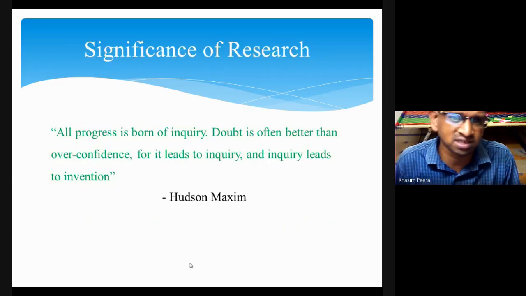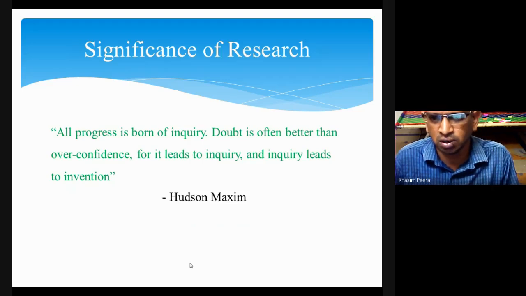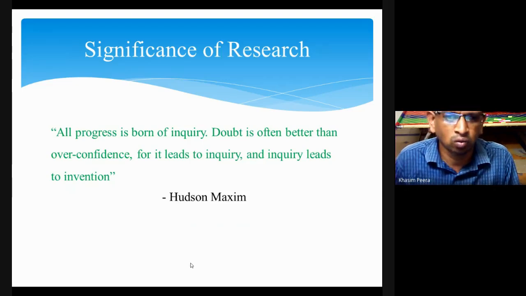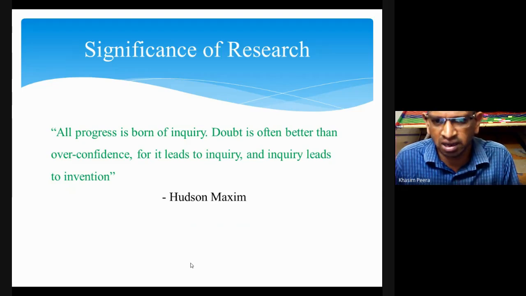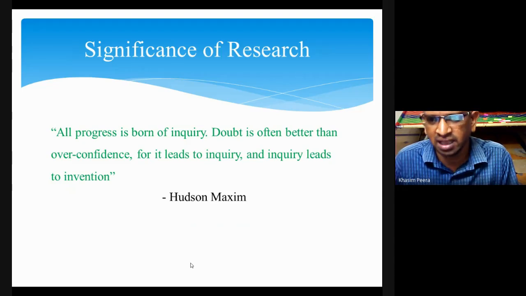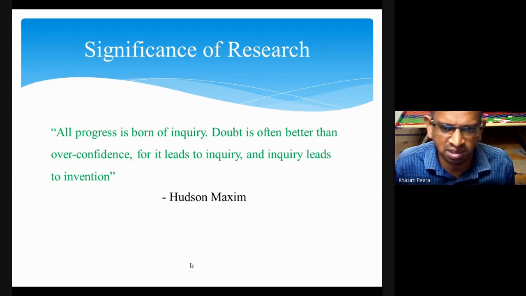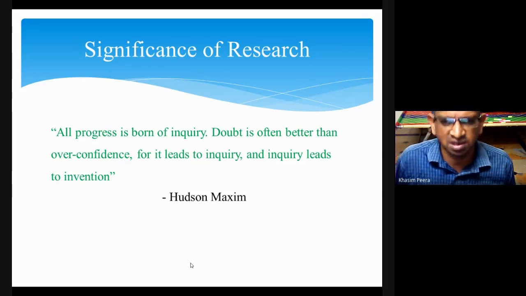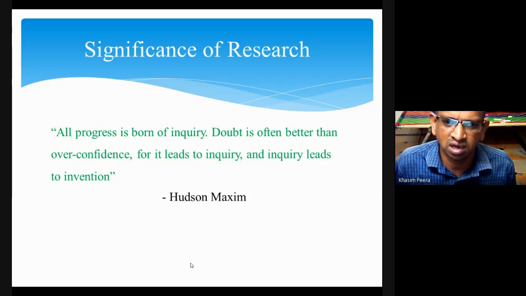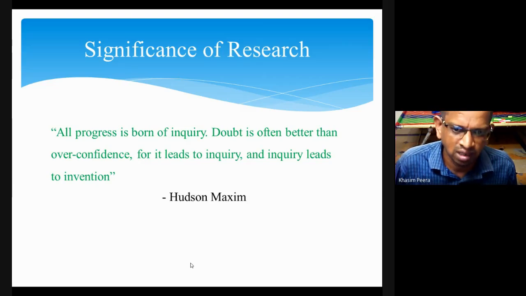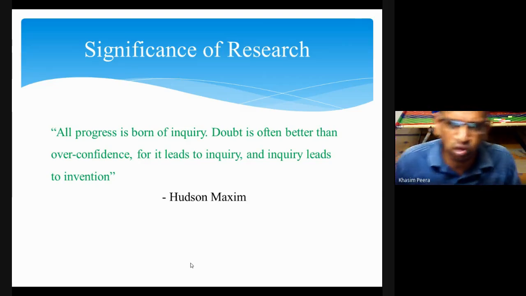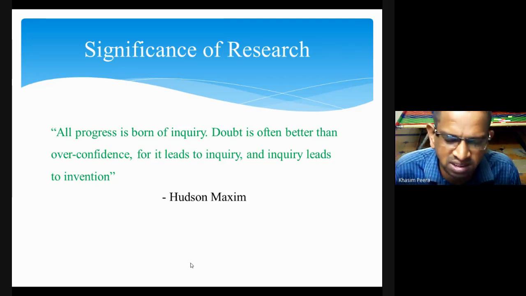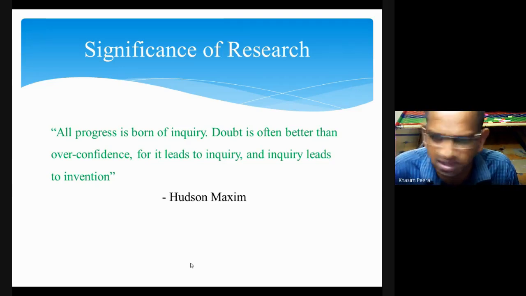On the significance of research: all progress is born of inquiry. Doubt is often better than overconfidence, for it leads to inquiry, and inquiry leads to invention. That means in our research process, we will definitely research a particular point. We can also find out the objectives, which will be an inquiry, and based on that inquiry we will learn some information, which is also included in research.